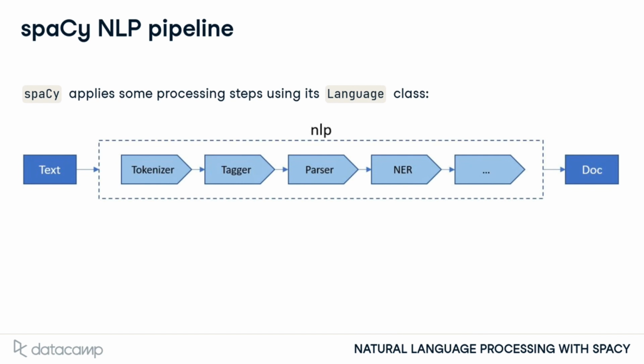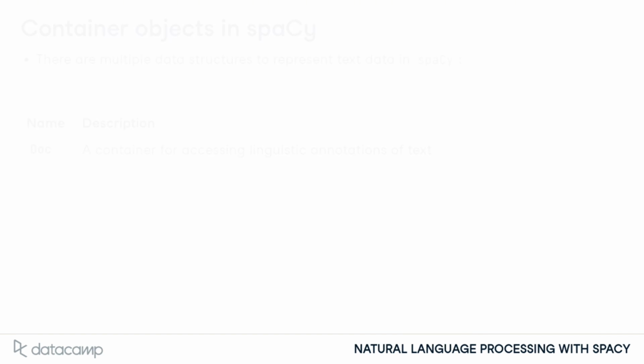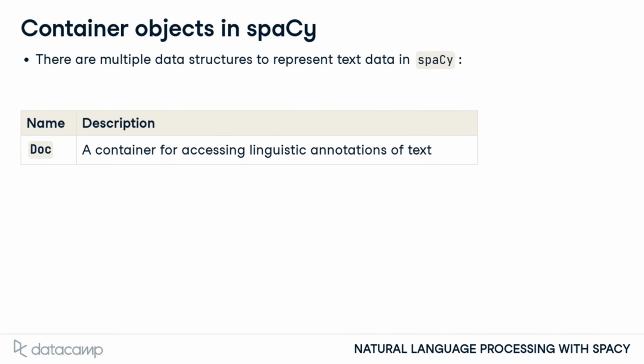Some of the processing steps are tokenization, tagging, parsing, named entity recognition, and many others, which results in a doc container. Doc object is only one of the container classes that spaCy supports. spaCy uses multiple data structures to represent text data. Container classes such as doc hold information about sentences, words, and the text.